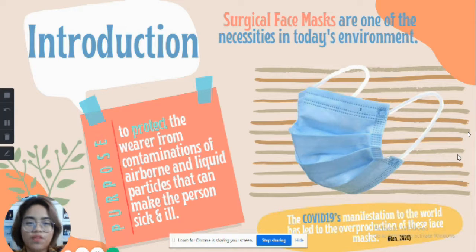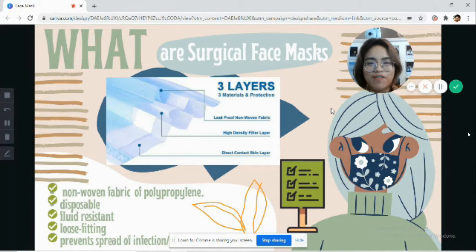Yes, this is due to the COVID-19 manifestation to the world that has led to the overproduction of these face masks. But first, let me tell you its main purpose. Its main purpose is to protect the wearer from becoming sick or ill. What are surgical face masks? But before that, let me explain to you the picture.